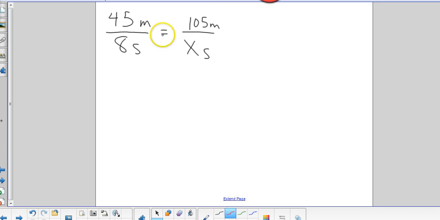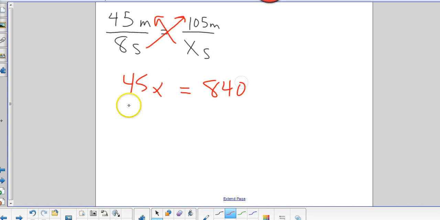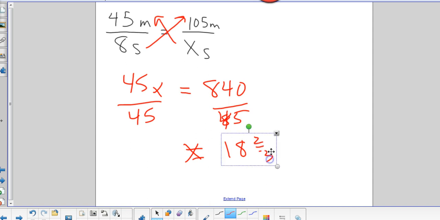And so I'm much more likely, in this case, to do cross products, I would think. Then 45x equals 840, divided by 45. And then again, you have full access now to calculators. So if I do 840 divided by 45, I've got 18.6 repeating, which I know is 18 2/3.